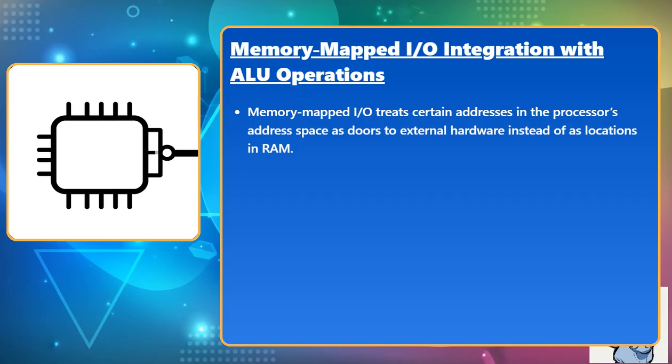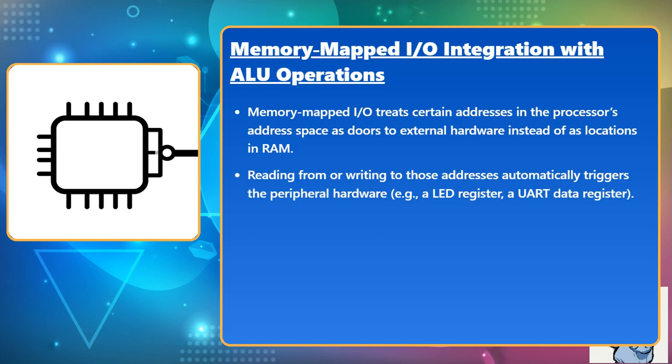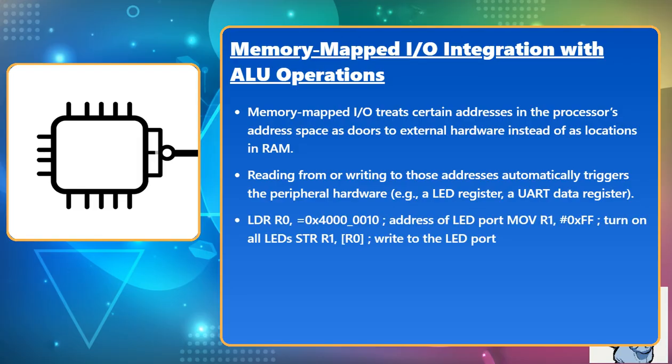Memory-mapped I/O treats certain addresses in the processor's address space as doors to external hardware, instead of as locations in RAM. Reading from or writing to those addresses automatically triggers the peripheral hardware, for example an LED register or a UART data register. Load register 0 with the constant address 0x4000_10, which is the address of the LED port. Move immediate value 0xFF into register 1 to turn on all LEDs. Store the value from register 1 to the memory location pointed to by register 0, writing to the LED port.